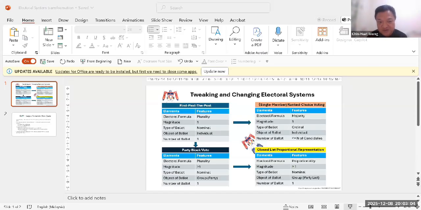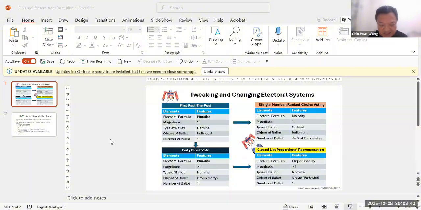I'll repeat again for anyone who is not clear. Party block vote is basically aggregating first past the post constituencies. Everything remains the same, except that you used to have, say, X constituencies of one MP, and now you have one constituency of X MPs. As simple as that. That's basically the simplest way to transform one electoral system into another. Is that clear, everyone? Thanks, Aisha. Other people, if you're not clear, ask me, because what I'm going to show you next is a little bit more complicated.